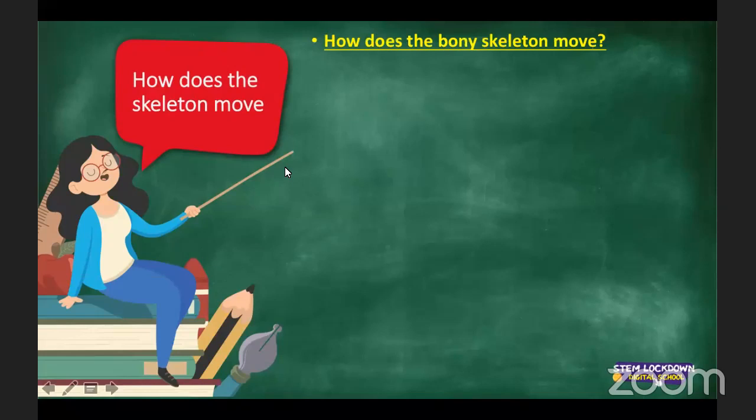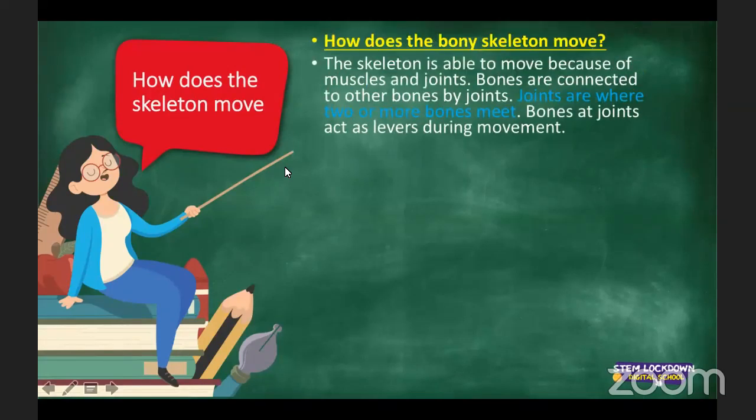Then how does the skeleton move? The skeleton is able to move because of muscles and joints attached. Bones are connected to other bones by joints. Joints are where two or more bones meet. Bones at joints act as levers during the movement. Just imagine yourself when you exercise, when you go up and down, when you stretch and contract your arms, and you do different movements. Therefore, we can do our different movements because of our joints that attach the bones.